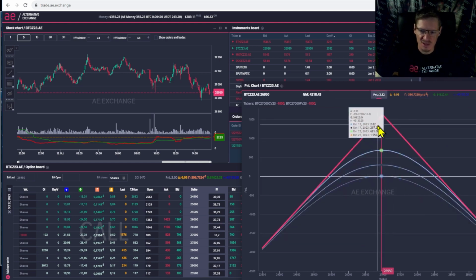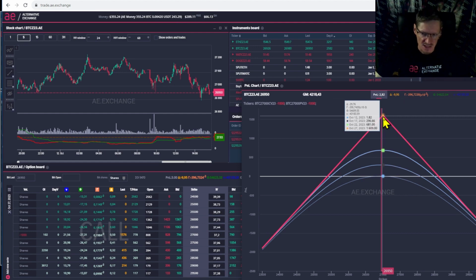Gamma is maximum at the strike, in this case strike 27. Therefore, here will be the maximum gamma. It can become minus 1000 if the price goes up. If the price goes down, it will be 1000. I recommend to watch the gamma very carefully. Bought options have a positive gamma, and sold options have a negative gamma.